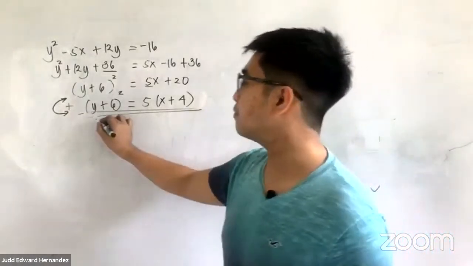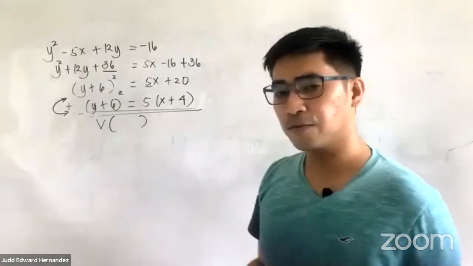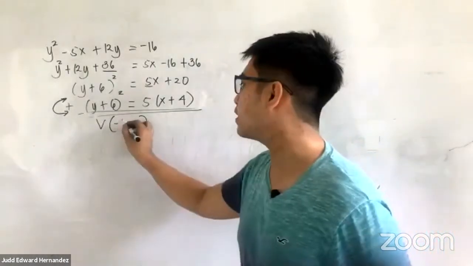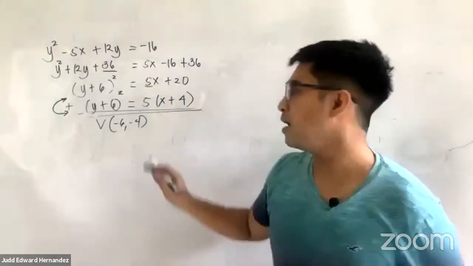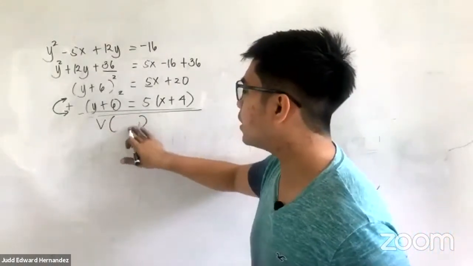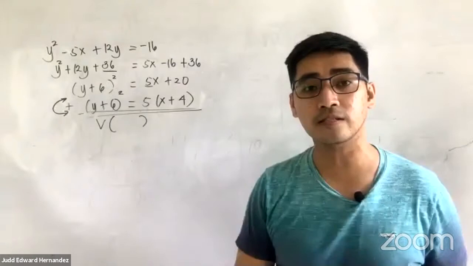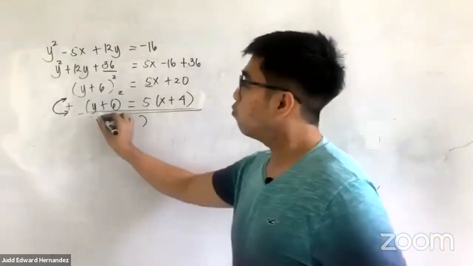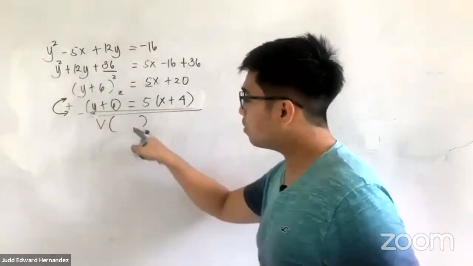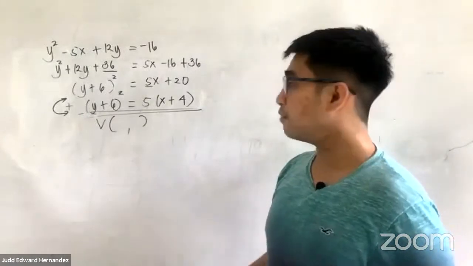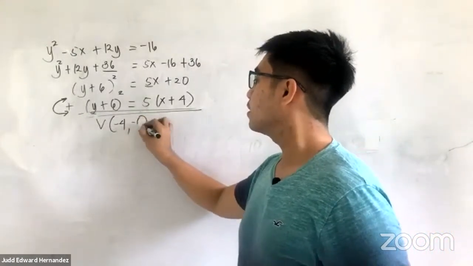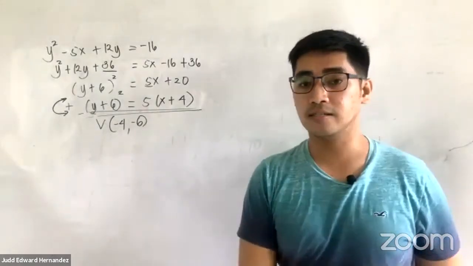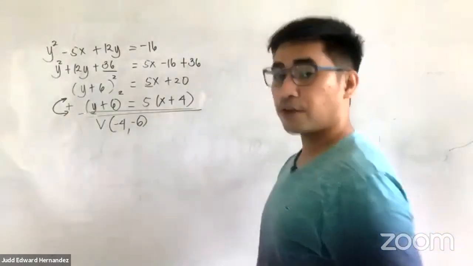Okay, where is the vertex? Sige nga, yung vertex ba na kay -6, -4? Tama ba? Hindi po. Hindi po sabihin na -6, -4 yung vertex natin. Kasi y yan eh. Dapat nasa pangalawang coordinate siya. Therefore, our vertex is located at -4, -6. Okay?